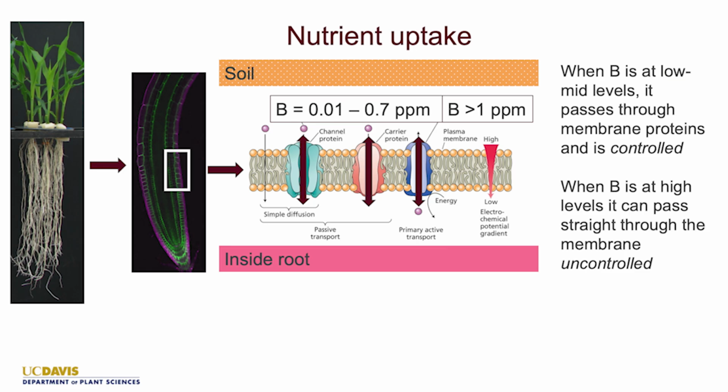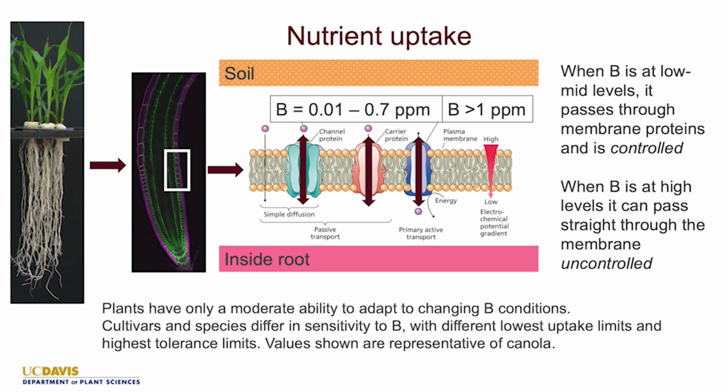To summarize, when boron is at the low concentrations, the plant regulates and controls its movement very closely. When boron is at higher concentrations, the membranes are leaky and the boron can pass freely through. This has consequences, and it helps us explain those effects of the narrow window between the deficiency and the toxicity. Plants have only a moderate ability to adapt to changing boron conditions. Cultivars and species can differ dramatically in how they manage low and high concentrations. These values I show you here are kind of typical for canola.